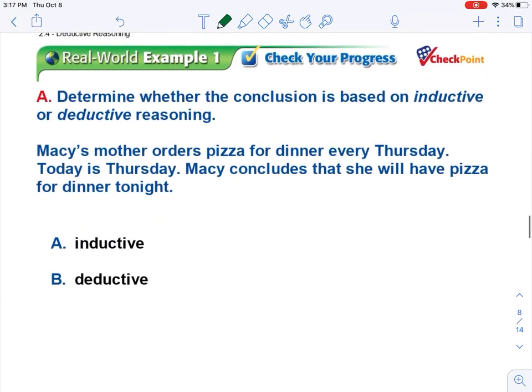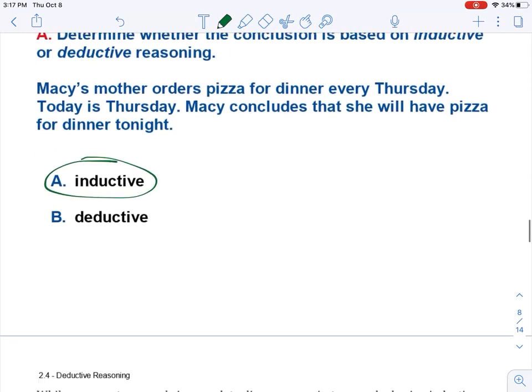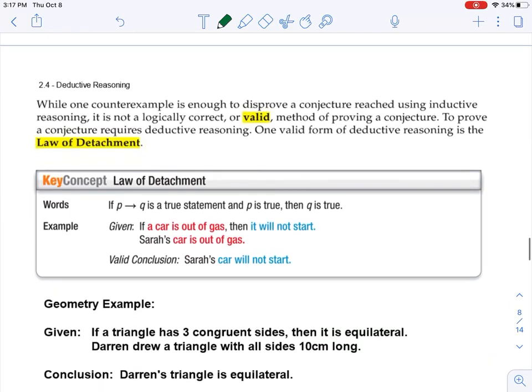We also have another one. Macy's mother orders pizza for dinner every Thursday. Today is Thursday. Macy concludes that she will have pizza for dinner tonight. Now this is just based on a pattern or an observation, so this would be inductive reasoning for this one. Okay, so that's inductive and deductive.